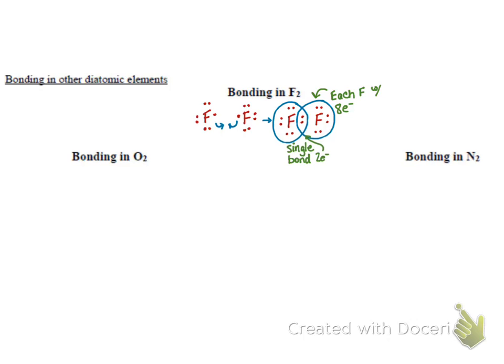So here we're going to show how fluorine bonds. Each fluorine has 7 valence electrons. As they start to overlap, the unbonded, unpaired electrons overlap with each other. We draw it like this. It's a single bond, which is 2 electrons. Now each fluorine has 8 electrons surrounding it, so it satisfies its octet. We can also draw it this way, with the line in between the 2 fluorines to show that those are the 2 electrons that make the bond.